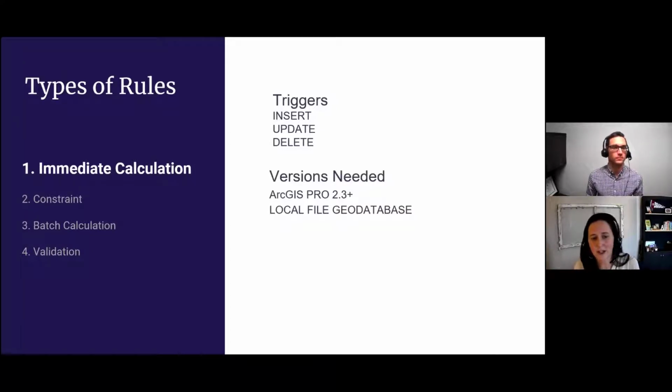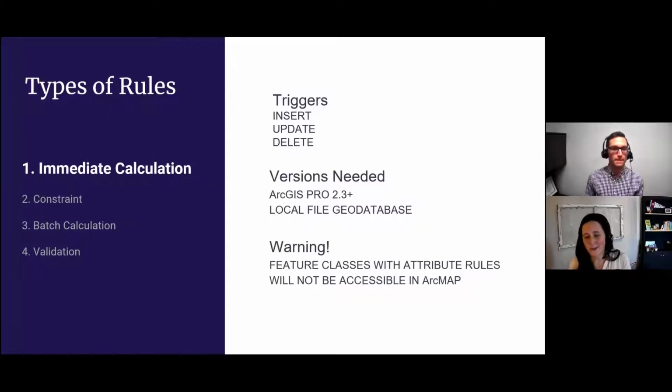Versions that you need. So this can be done for almost anybody. If you have access to Pro, I say 2.3 plus, but you really should just be using 2.7. There's no reason to start at 2.3. And then you can do all these in a local file geodatabase. However, one of the problems is that once you create an attribute rule on a feature class, you can no longer access it in ArcMap. I did this dance for a long time, and it's frustrating. You can't remove those rules, but it's a pain. So the sooner you can get all your workflows to Pro, the better. For one, that's where Esri's putting all their time and effort, but 2, it'll make things simpler for you.